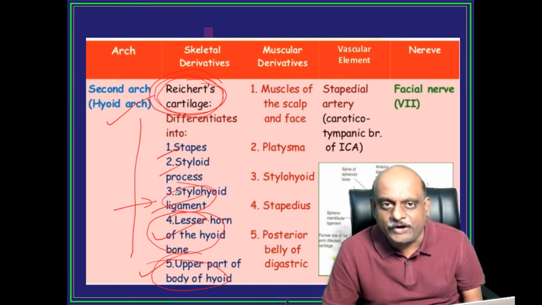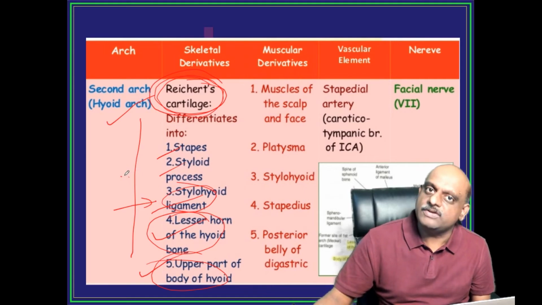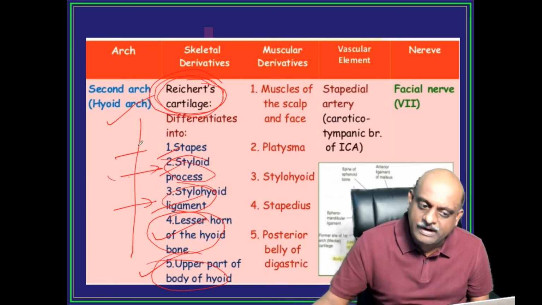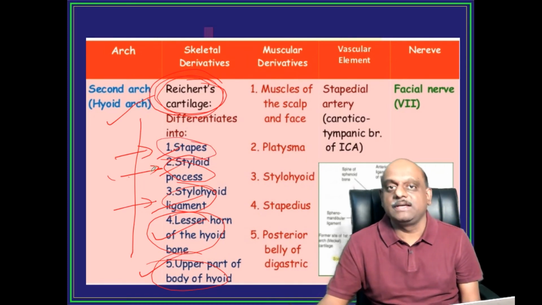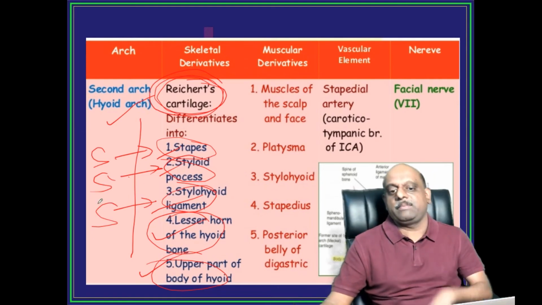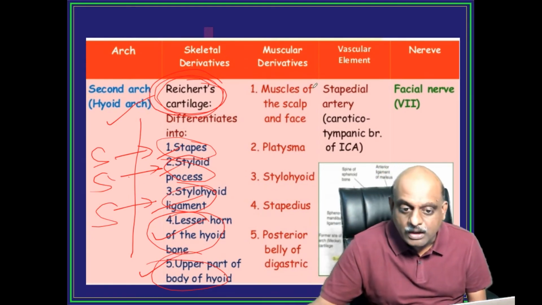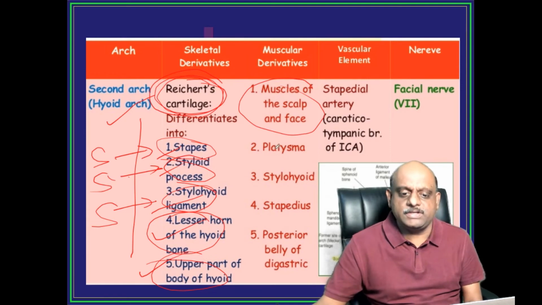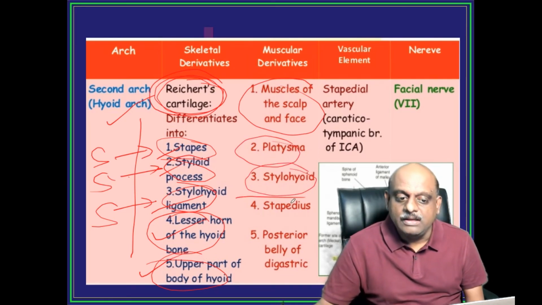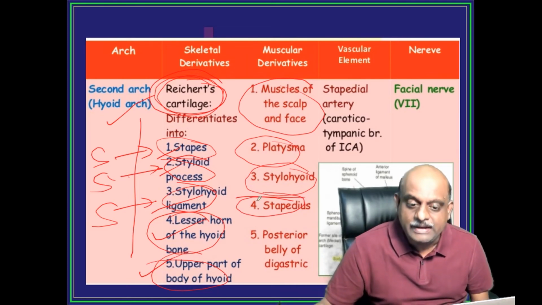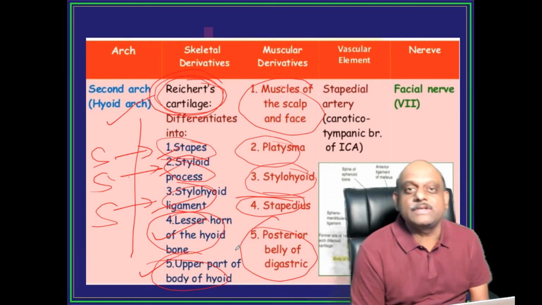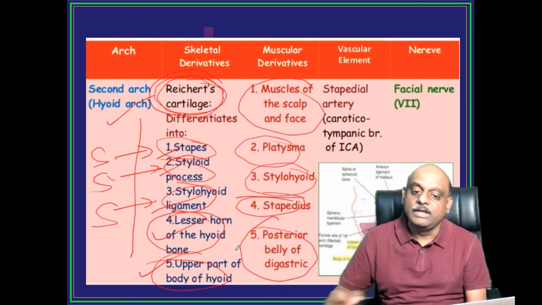yes for second arch. Yes for styloid process. Yes for second arch. Yes for stapes. So a theme, yes, yes, yes, you should clearly remember. Now, the muscles of the scalp and face, platysma, yes for stylohyoid muscle, yes for stapedius muscle, and the posterior belly of the digastric. They are also the derivatives of the second arch, which you need to remember.